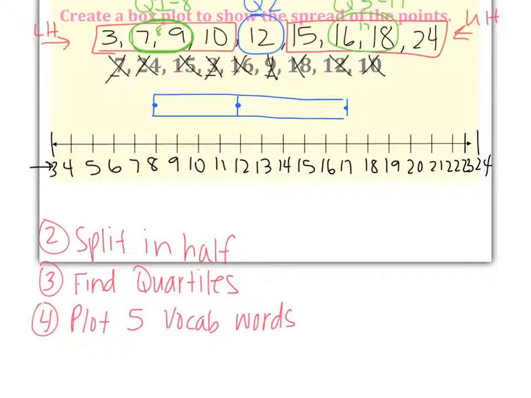Then I'm going to plot my maximum, which is over here at 24. And I'm going to connect the quartile 3 dot to the maximum. And then I'm going to plot my minimum dot over here and connect that to the box.